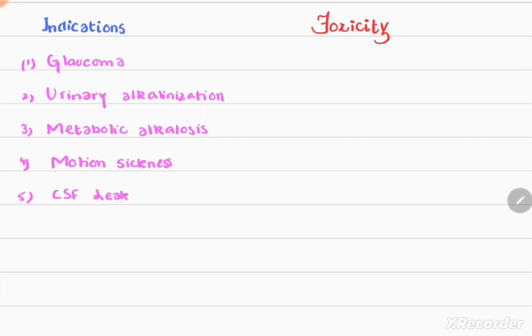Now the toxicity of the carbonic anhydrase inhibitors is basically the direct extension of the therapeutic effect. For example, we use it to treat metabolic alkalosis. So it can also cause metabolic acidosis because it will excrete the bicarbonate to an extent that the result will be metabolic acidosis. There is no alkali in the body, and there will be a certain metabolic acidosis.